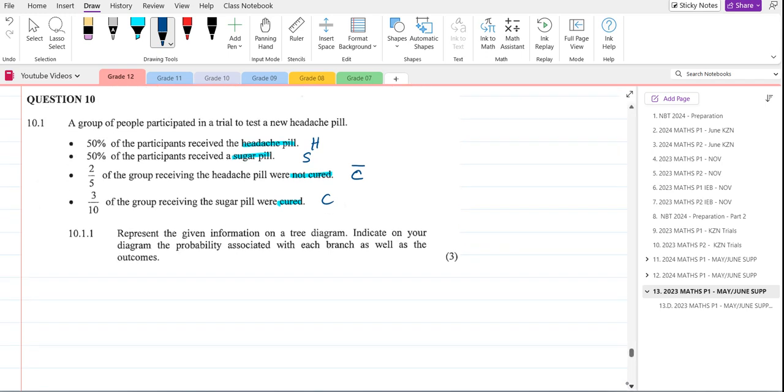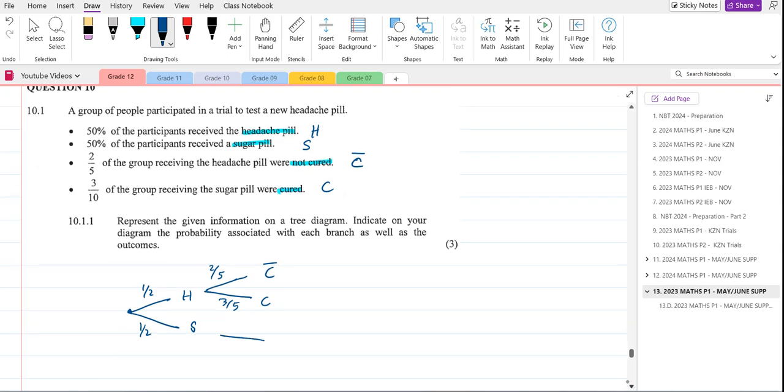Right, so let's see. Represent the information on a tree diagram. Indicate on your diagram the probability associated with each branch as well as the outcomes. So we're going to start here. What we have is the headache pill and the sugar pill. 50% of the participants received the headache pill, so half and half. 2/5 of the group receiving the headache pill were not cured, so 2/5 here, not cured, and 3/5 were cured, obviously because the sum on the branches must be equal to 1. And then what's happening with the S? 3/10 of the group receiving the sugar pill were cured, so 7 out of 10 were not cured.